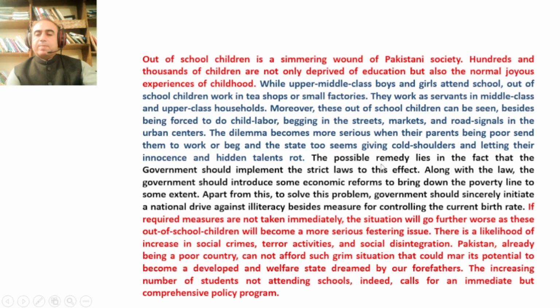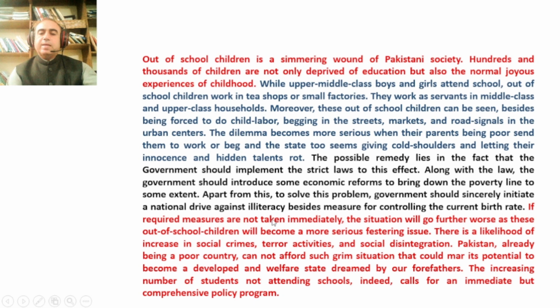Now, the possible remedy, the solution. The possible remedy lies in the fact that the government should implement strict laws to this effect. Along with the law, the government should introduce some economic reforms to bring down the poverty line to some extent. Apart from this, to solve this problem, government should sincerely initiate a national drive against illiteracy, besides controlling the current birth rate. Now this is the call for action.